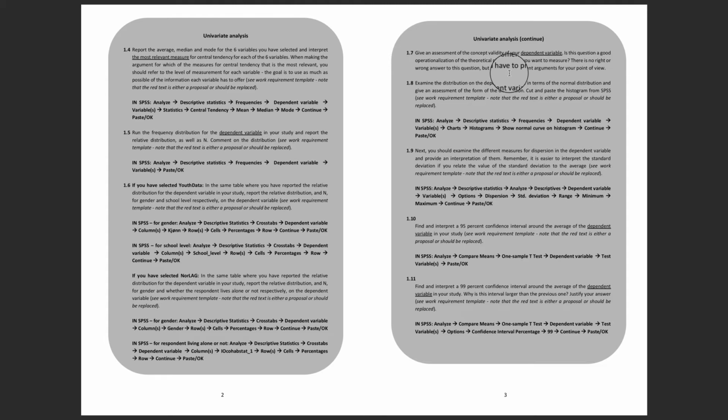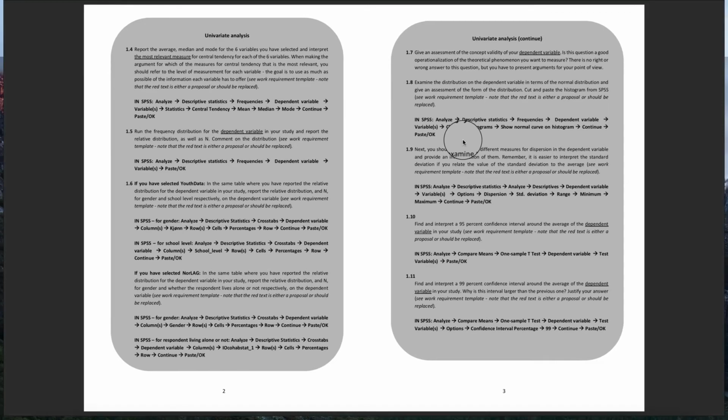Examine the distribution on the dependent variable in terms of the normal distribution. That's 1.8. And give an assessment of the form of distribution. Cut and paste the histogram from SPSS. And how am I going to do that? Well, in SPSS, I choose Analyze, Frequencies, put my dependent variable over in my variables, I choose charts, histogram, show normality curve on histogram, and continue, paste, OK.